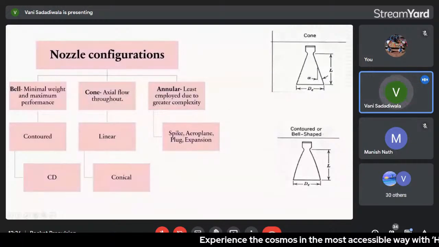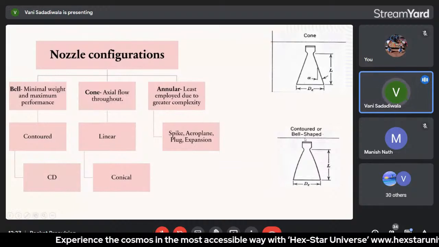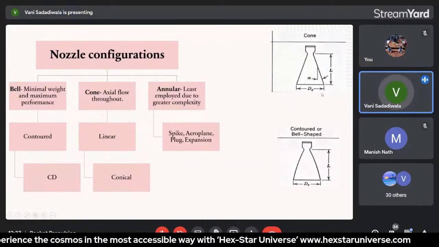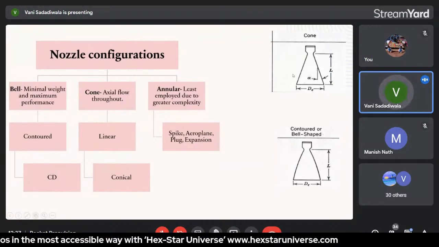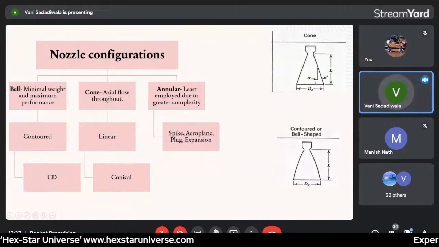If we talk about the conical nozzles, the flow is very much axial throughout the working. So the walls of the conical type diverge at a constant angle. So the angle of divergence is very much constant here.